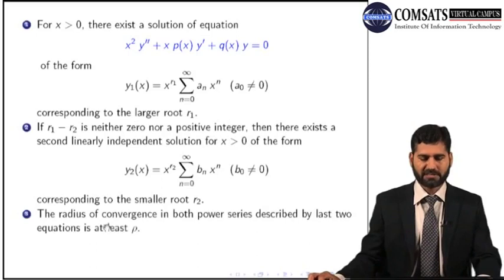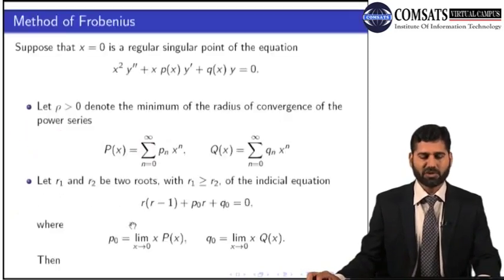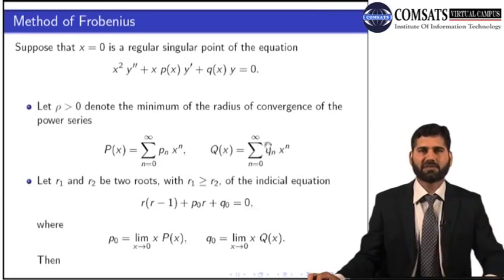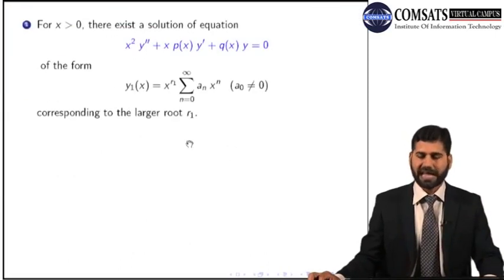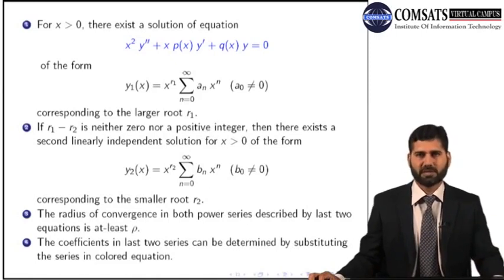So this is the method of Frobenius. The radius of convergence of both these series described by the last two equations is at least rho. This is the same rho which we wrote here. If rho is the minimum of the radii of convergence of the two series, say one has radius of convergence 1 and the other has 2, then rho will be 1, the minimum of the two. The same rho will serve as the radius of convergence for your solutions as well.